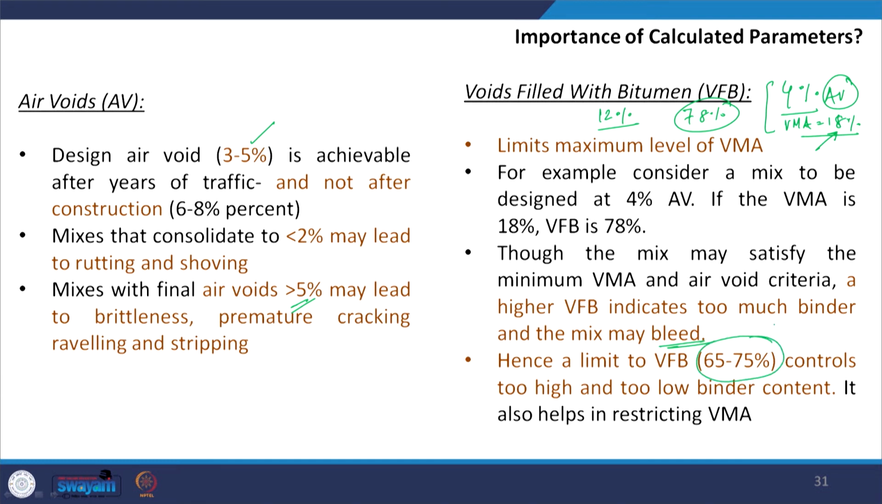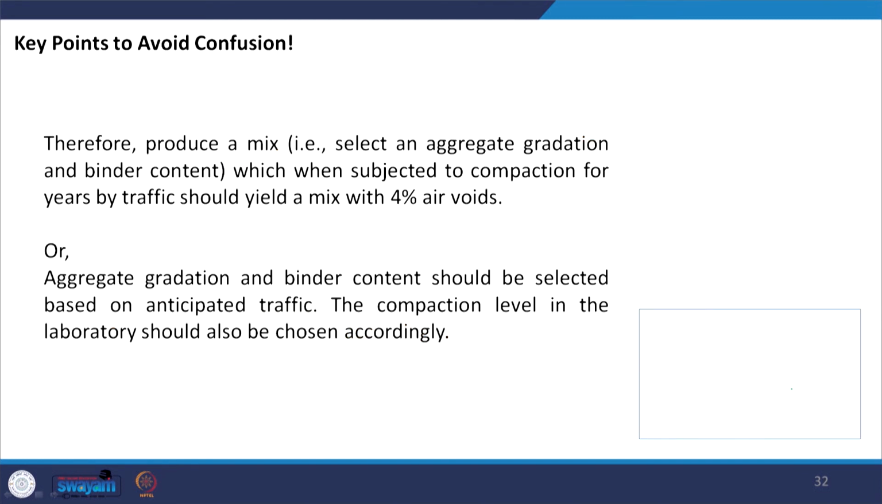and therefore VFB is typically kept in the range of 65 to 75% just to put a check to this issue of having too high or too low binder content. And it also helps in indirectly restricting higher VMA in the mixture, because we do not have a specification related to the upper bound of VMA, we only have the minimum VMA criteria. So, I hope by this we understand the importance of these volumetric parameters and their relation with the occurrence of distresses, or you can say with the performance of the bituminous mixture.